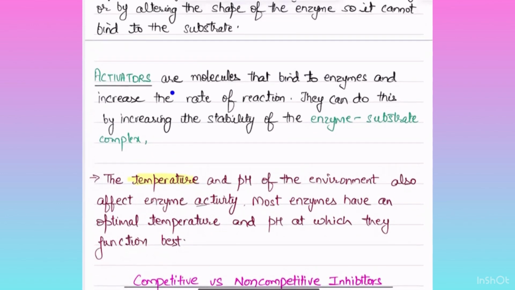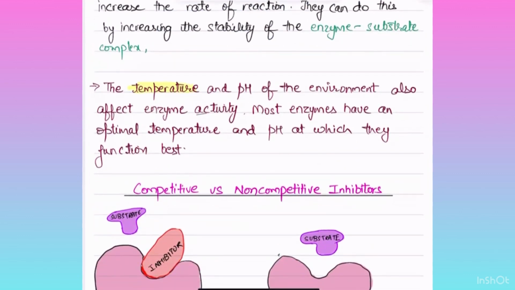Whereas activators are molecules that bind to enzymes and increase the rate of reaction. They do this by increasing the stability of the enzyme substrate complex. The third factor, that is temperature and pH of the environment, also affects enzyme activity because enzymes require an optimum temperature in which they interact with the substrate. Most enzymes have an optimal temperature and pH at which they function best.